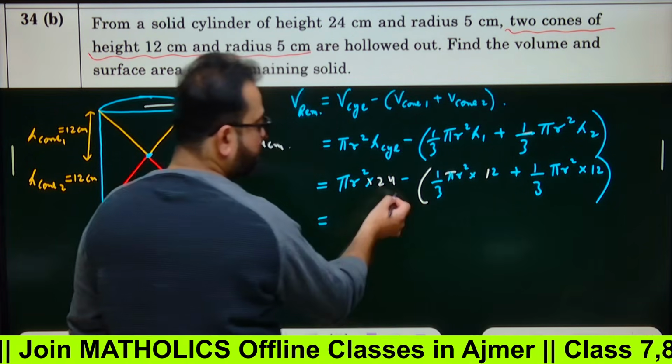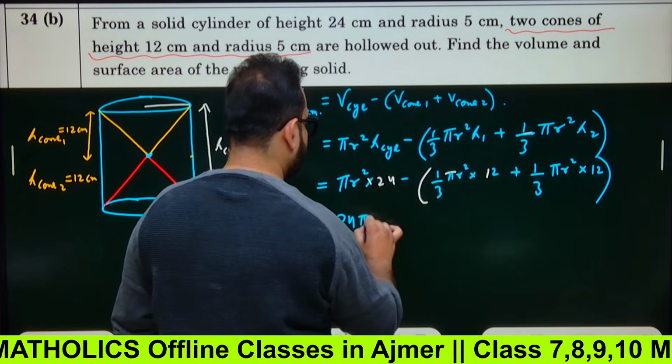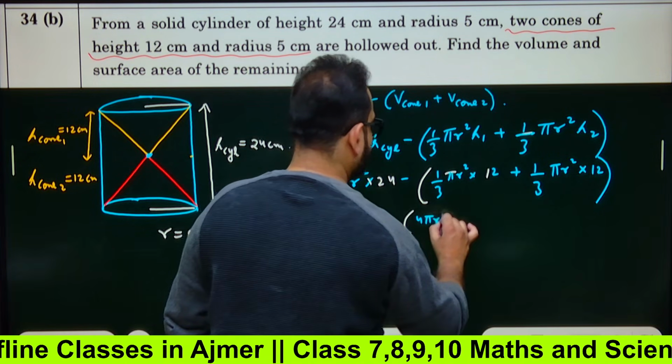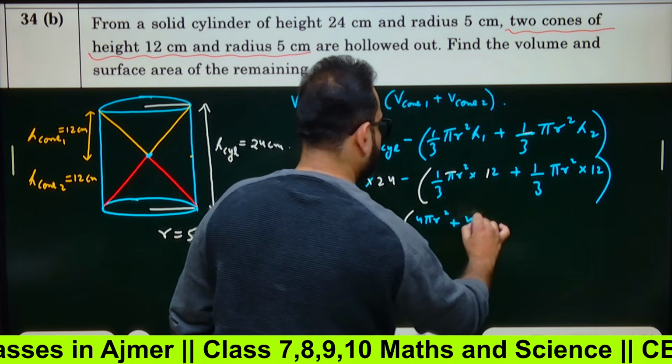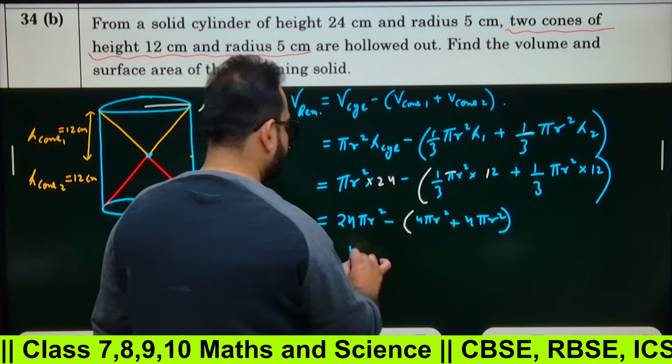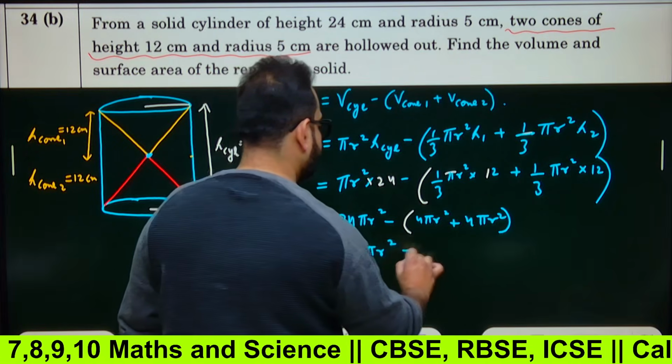Now, it is pi r square into 24. That means 24 pi r square. Minus, it is what? 3 ones are 3, 3 fours are 4 pi r square. It is all 3 fours are, that means 4 pi r square. Simply it's 8 pi r square. So 24 minus 8, 16 pi r square is my answer.